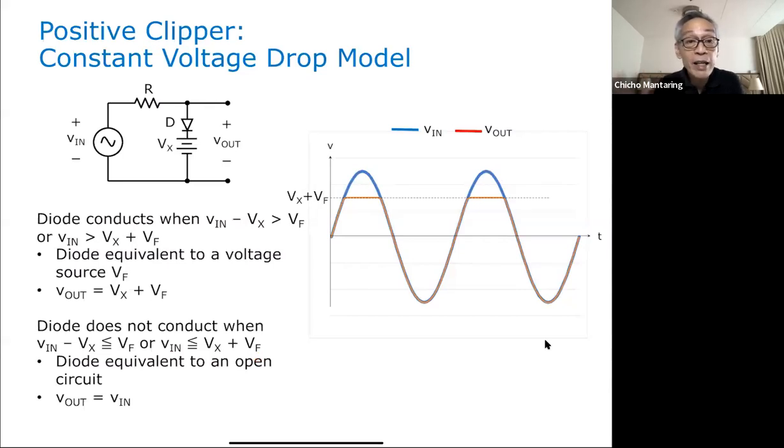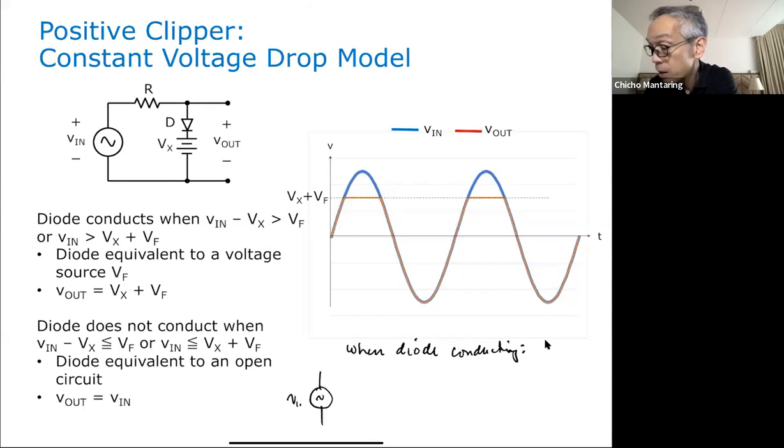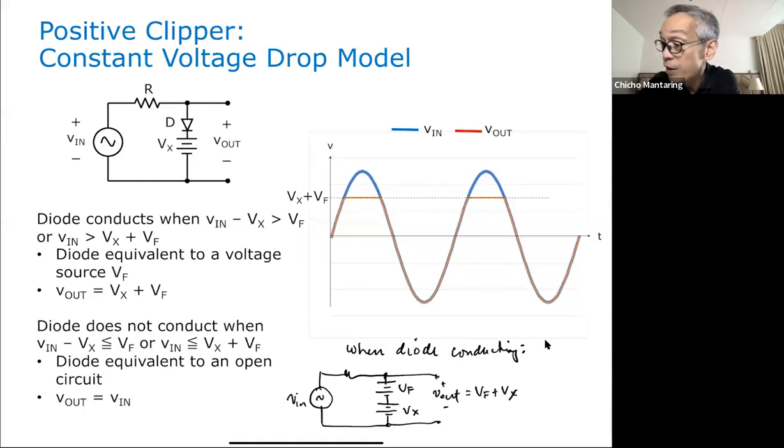When your input is greater than V sub X plus V sub F, the output will be clipped at that value. Why, no? Because when your diode is conducting, what is your equivalent circuit? Meron akong voltage drop dito, V sub F. Tapos meron pa akong V sub X. So pag dinignan mo yung V out, this is equal to V sub F plus V sub X. No? So yun yung value na to.